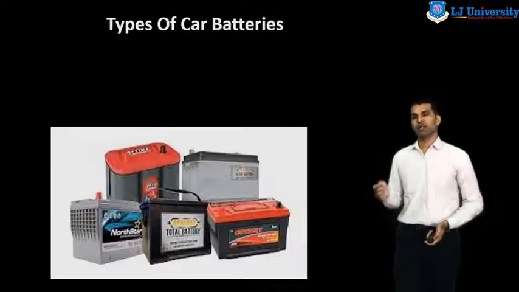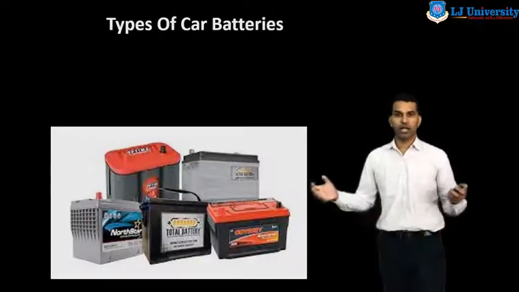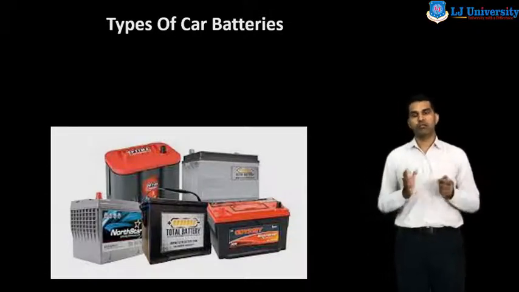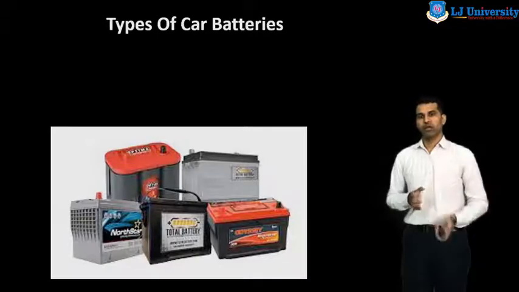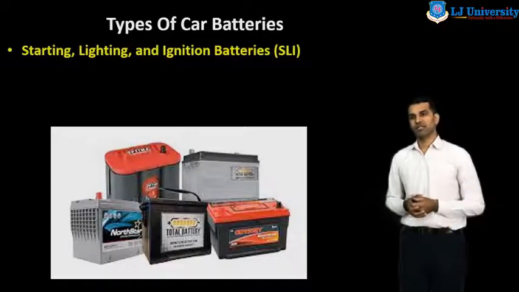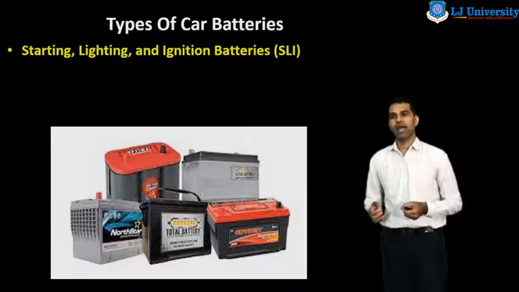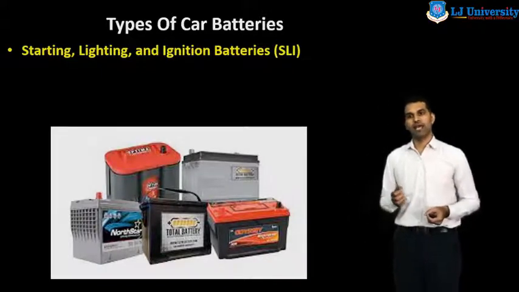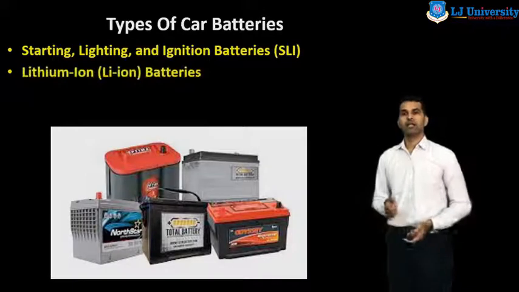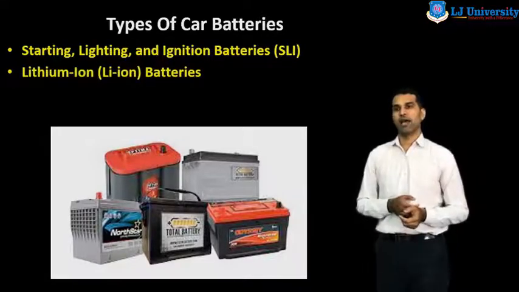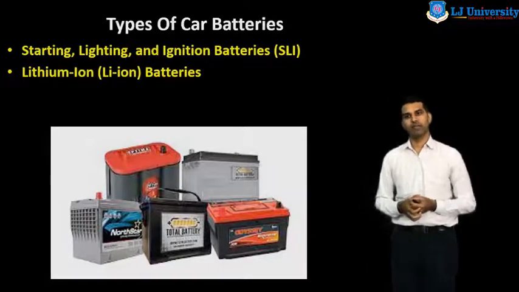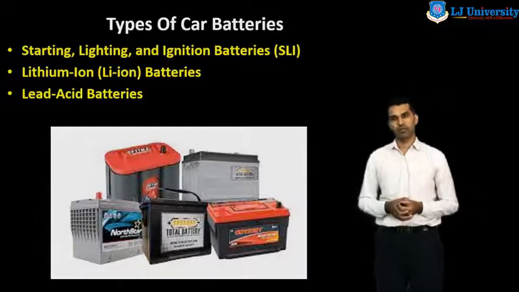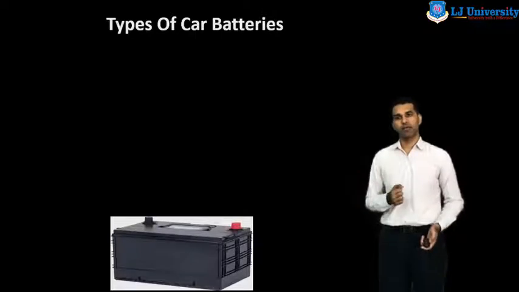Now we discuss the types of the battery. There are different types of battery available, but we discuss specific types of battery. The first type is the starting, lighting and ignition battery, also known as the SLI. The second one we discuss is the Li-ion, or lithium-ion battery. And the third one is the lead acid battery. So these are the types of the battery.